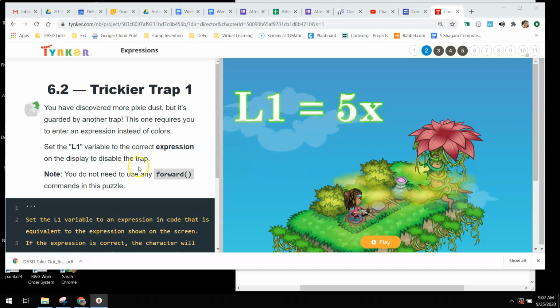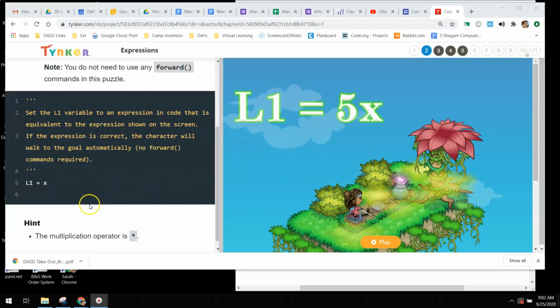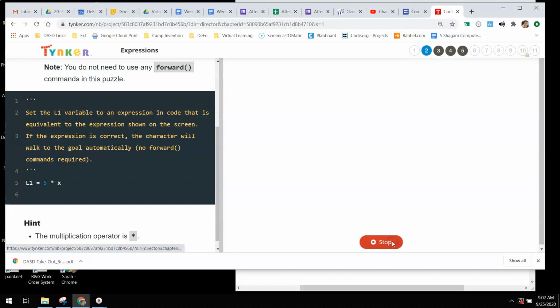Python 101 Lesson 6 expressions walkthrough. Stage 2 is pretty simple. It's simply 5 times x.